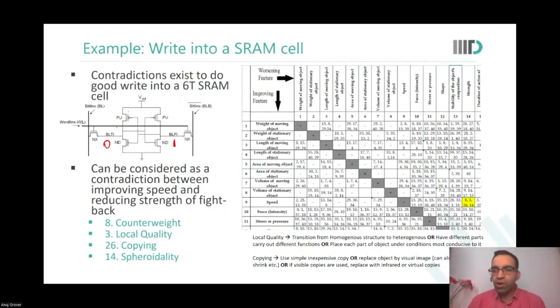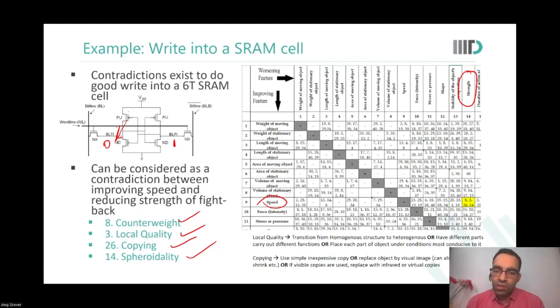We looked at the technical contradiction matrix. We said, okay, we want it to be strong to improve the speed. But as I improve the speed, the strength degrades. The strength comes to a place where I'm no longer able to write a 0. So I do not want that. So the principles that were listed there were counterweight, local quality, copying, and spheroidality. Now, just like in the last example, not all principles you will be able to find solutions with. So I picked up 2 principles, local quality and copying.